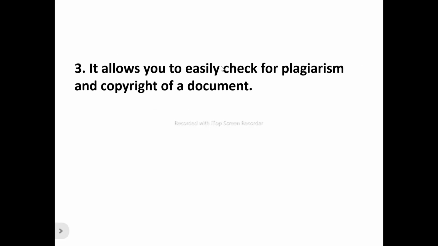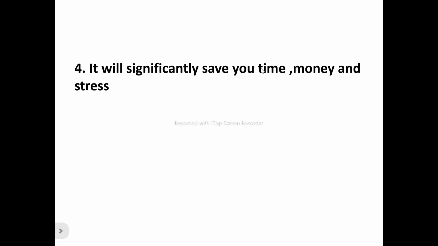Number three, it allows you to easily check for plagiarism and copyright of a document. When you make use of GPT-Zero, you will be able to check for plagiarism, and also check for the source of a particular document. You can scan to see if it is duplicated content, or if the content belongs to somebody else. So it allows you to scan your document for plagiarism and copyright.